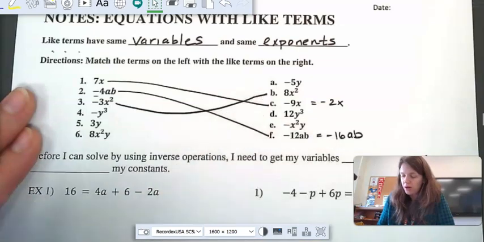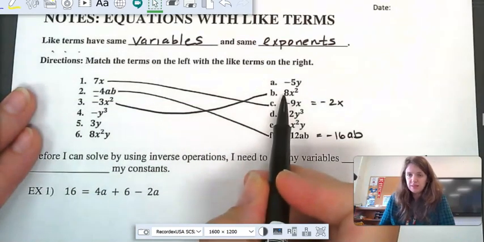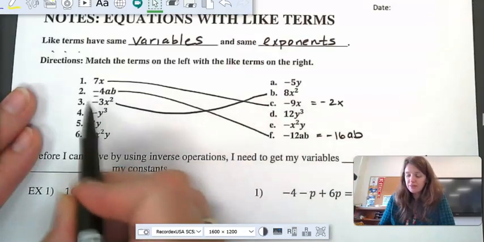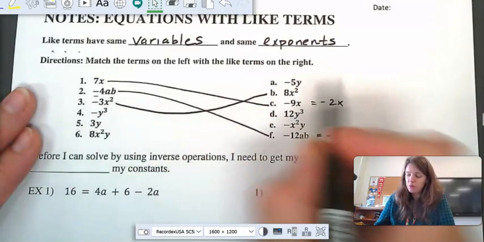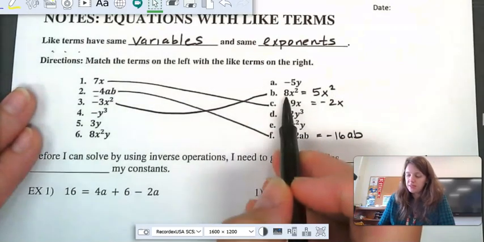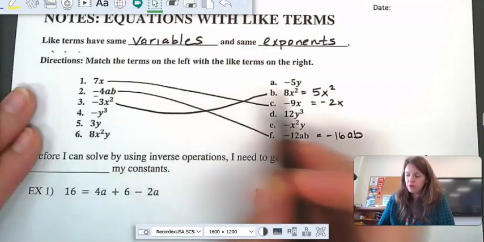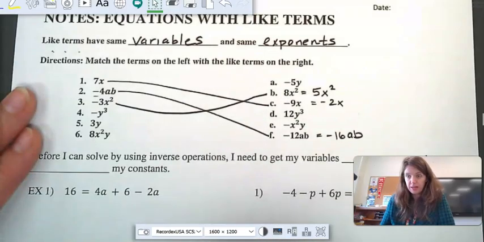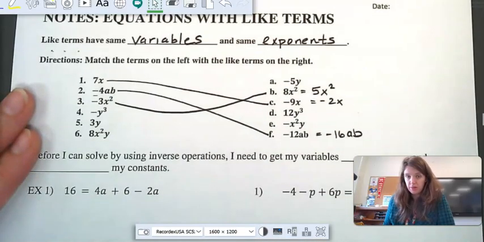So number 3 goes with letter B, and we have negative 3 and positive 8. I've got 8 positives and 3 negatives, so 8 minus 3 would give me a 5x squared. Positive 8 and negative 3, or negative 3 and positive 8, either way you think about that. There are more positives than negatives, so my result will be positive.